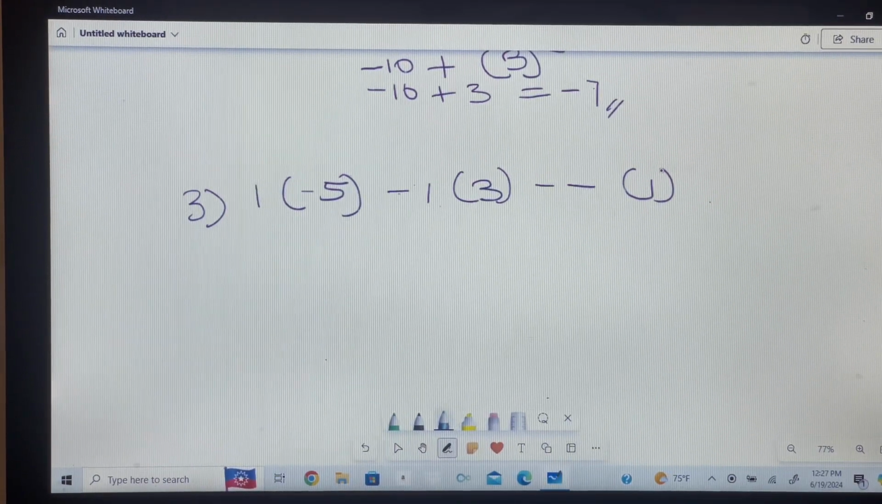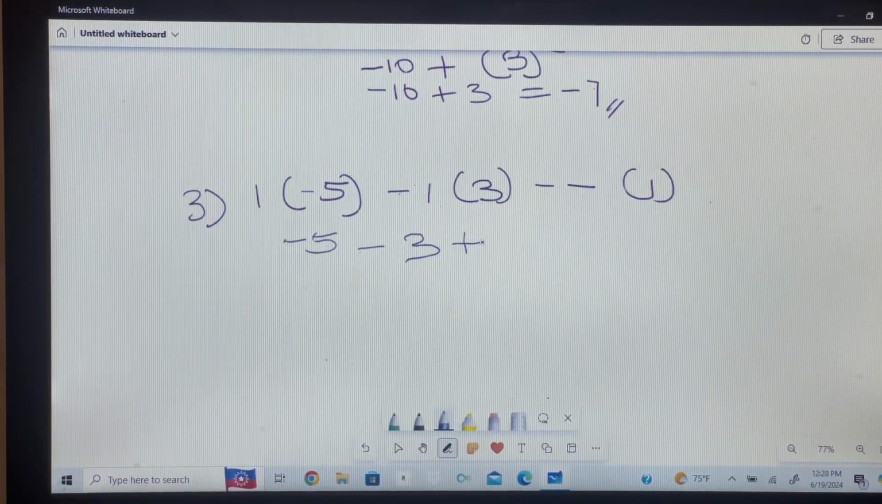What do you do? Here we have two numbers that are not alike. We have positive 1 and negative 5, so the answer is going to be negative. 1 times 5 is 5, so negative 5. Then here we have negative 1 multiplied by positive 3. It's going to be negative 3 too. 1 times 3 is 3, so negative 3. Then we have negative negative. When you have negative negative, it changes to plus. That's plus 1.